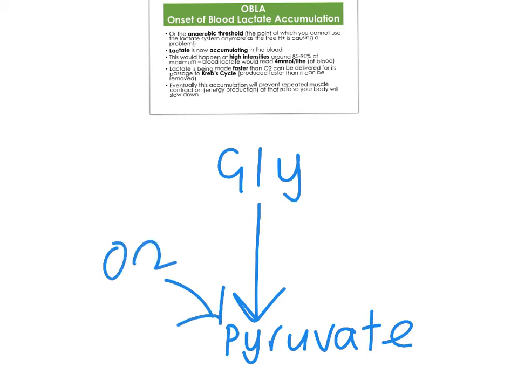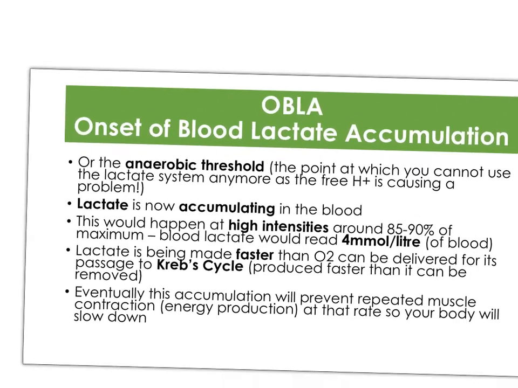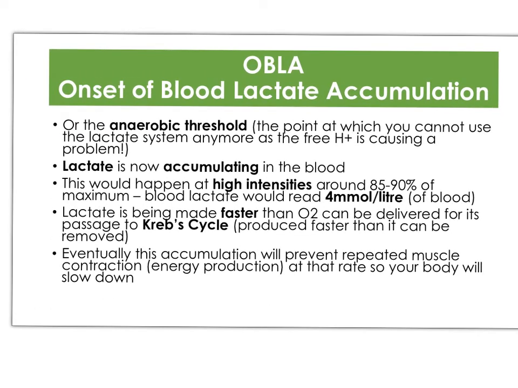So some of this pyruvate doesn't get an oxygen partner. And that which doesn't get an oxygen partner comes out as lactate and as hydrogen ions, and eventually they're ejected into the bloodstream. Now this is a problem. So we're looking at OBLA, onset of blood lactate accumulation. So when this lactate starts to accumulate in our blood and cause us a problem.